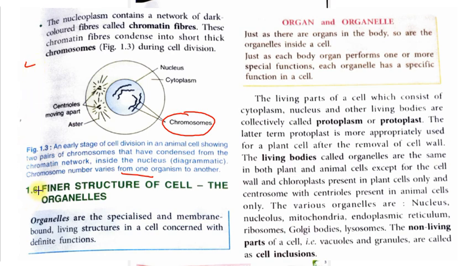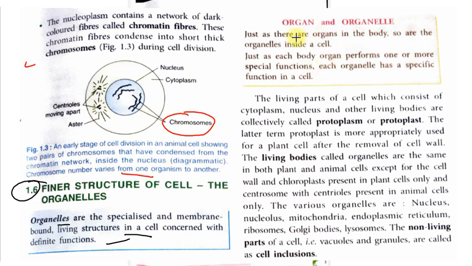So let us move on to the next, the final structure of the cells, the cell organelles. Cell organelles are specialized and membrane bound living structures in a cell concerned with their definite functions, right? Here is the definition of cell organelles, the functions they perform.